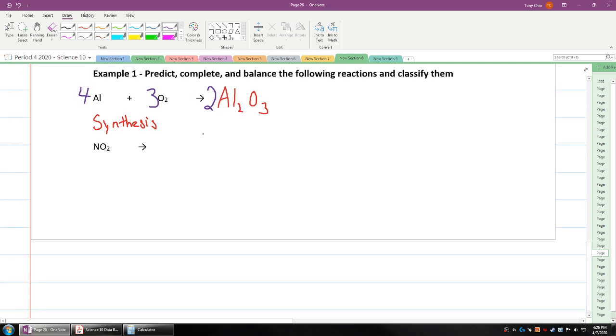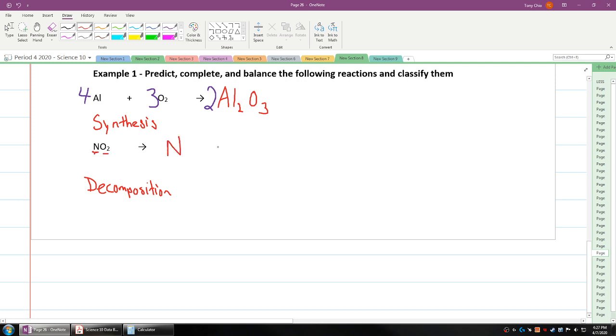So this is a synthesis reaction. Your next type of reaction is going to be NO2 by itself. It's a compound by itself, so thus it is a decomposition reaction. A decomposition means that this compound is going to break apart into its elements. So it's going to break apart into nitrogen and oxygen.